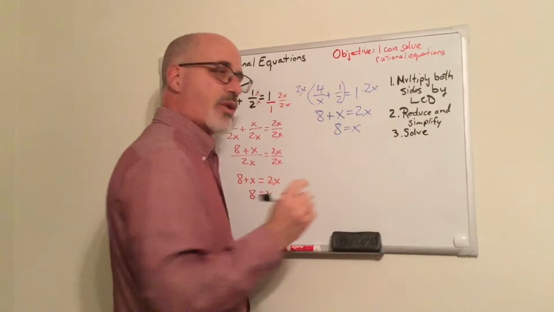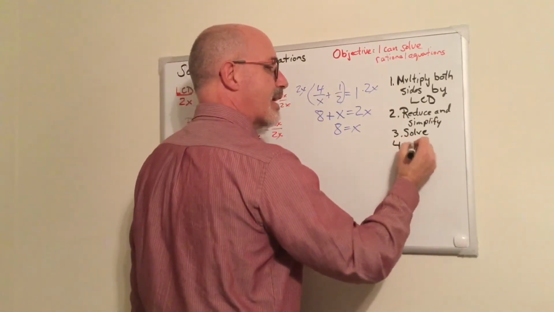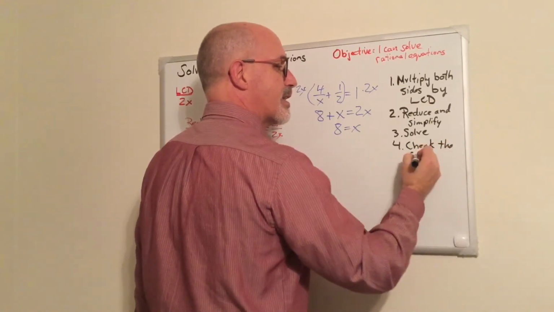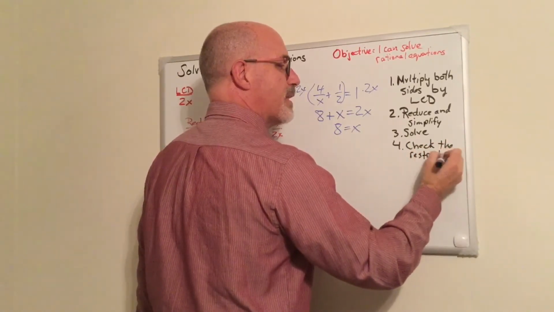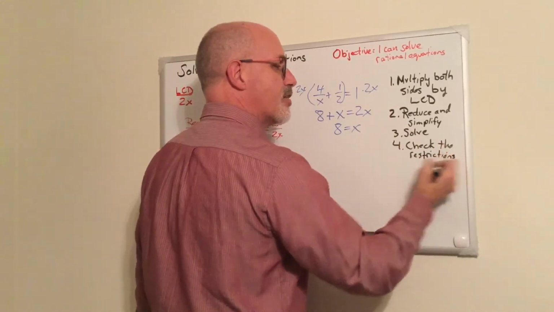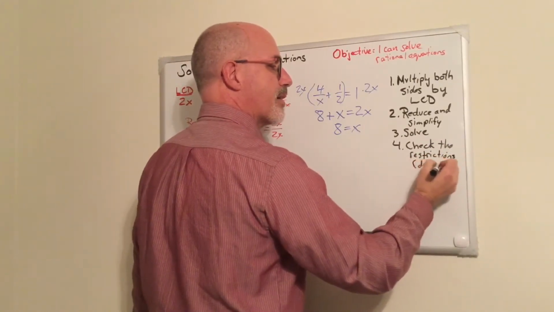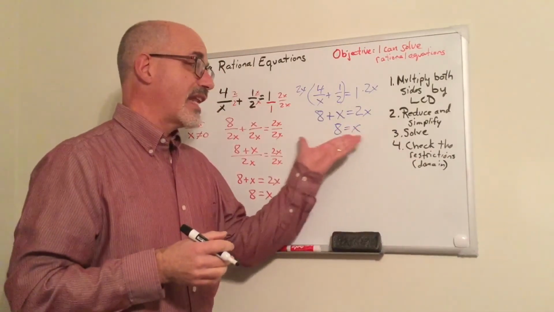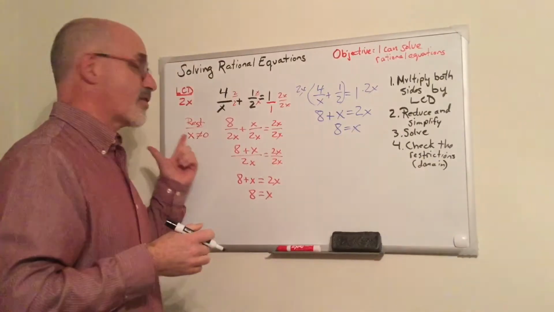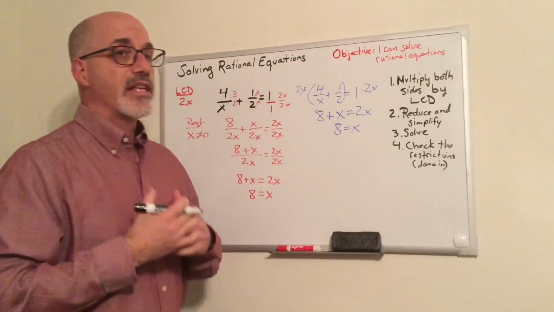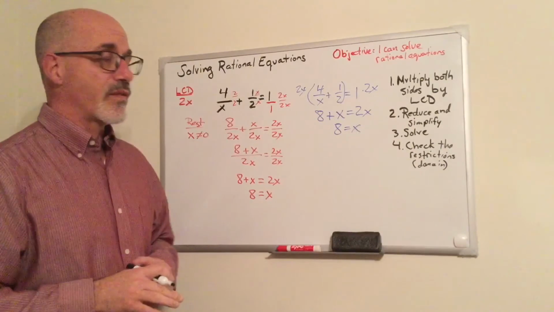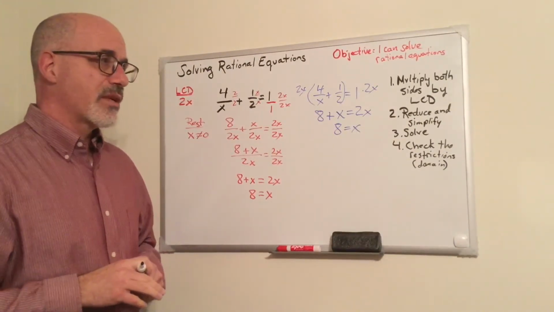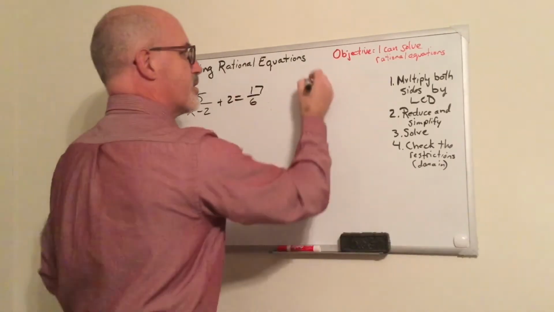And then this is critical: you want to check the restrictions, which means that you're really checking the domain. Because if a problem results in an answer that is not allowed because of the restriction on the denominator, then you have to make sure you get rid of that as one of our solutions. In fact, let's go ahead and try a problem. This one's going to be a little more complicated. So we want to create our LCD here.